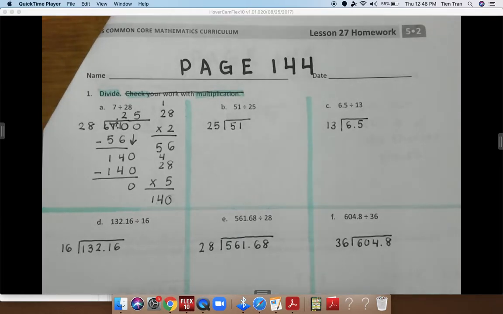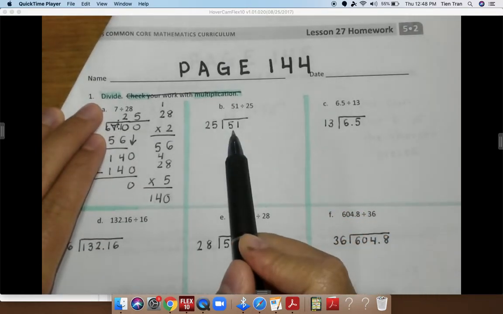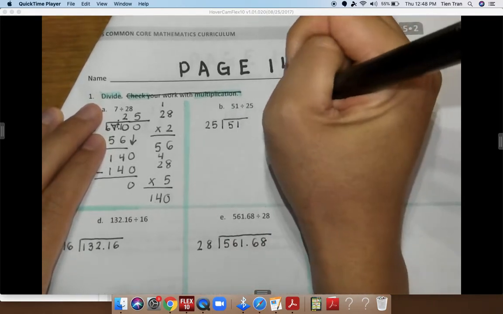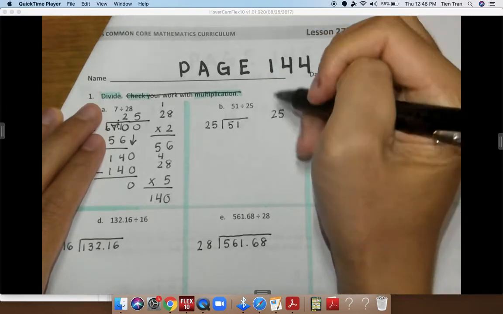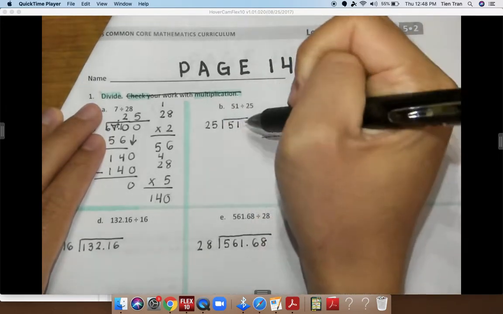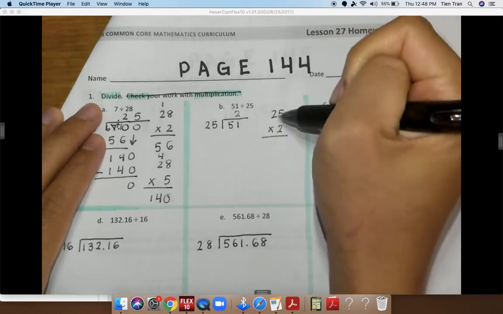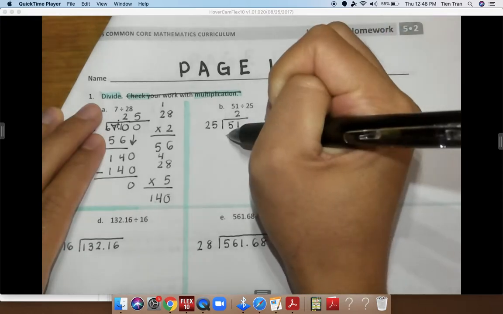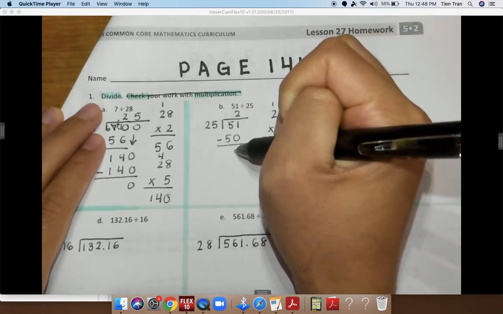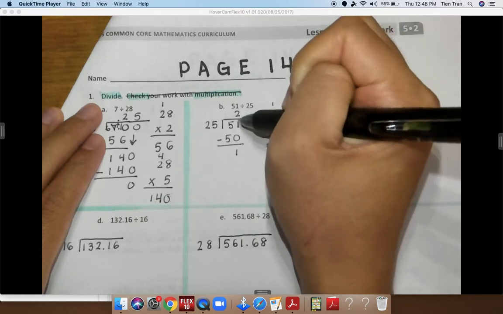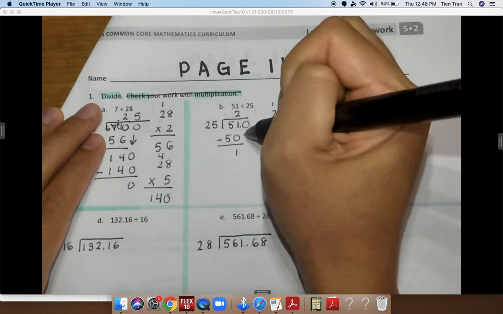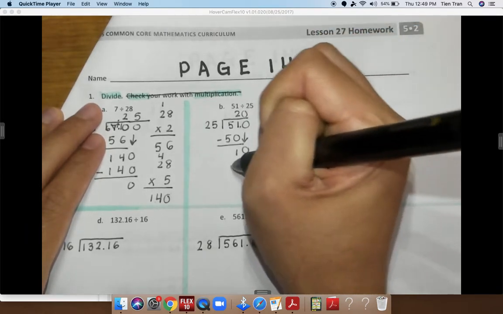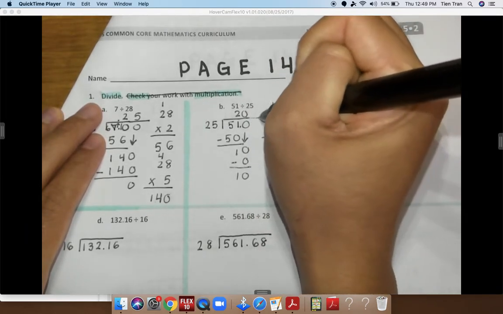Now I'm moving on to problem B. 51, which is my dividend, divided by 25, which is my divisor. I'm thinking of quarters when I think of 25. 25 times 2, I think, would work for 51. 5 times 2 is 10, 2 times 2 is 4, plus 1 is 5, I get 50. Subtract, 1 minus 0 is 1. Add a 0, don't forget your decimal. Bring it down. How many times can 25 go into 10? 0 times. 10 minus 0 is 10.